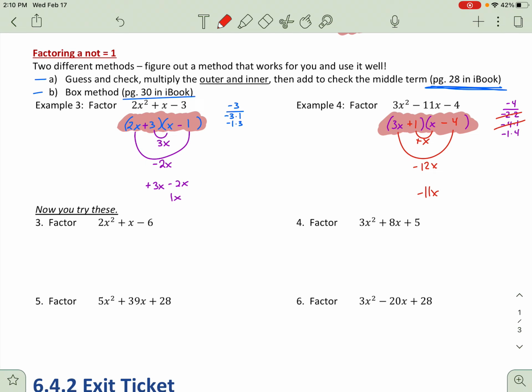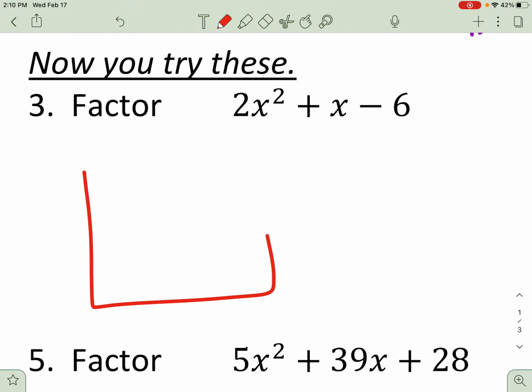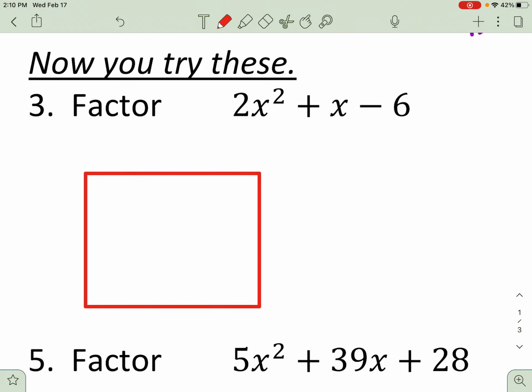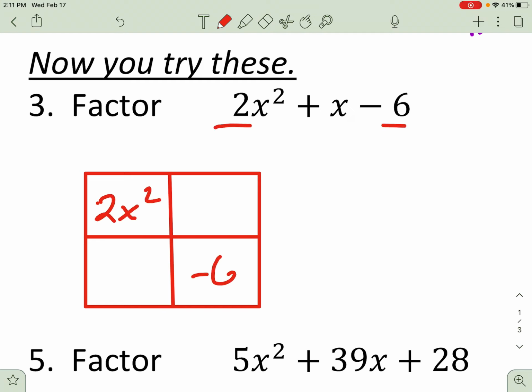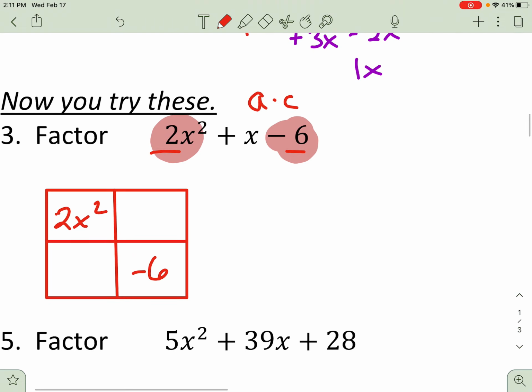All right, now box method you might feel is a little bit easier, so I'll show you on these ones. Box method, same as before, you draw your box. Okay, put the top left and the bottom right numbers in. Okay, now the difference with this, when you're using box method, when you have a number that's out front, you have to multiply the A and the C term. So 2 times 6 gives you negative 12.